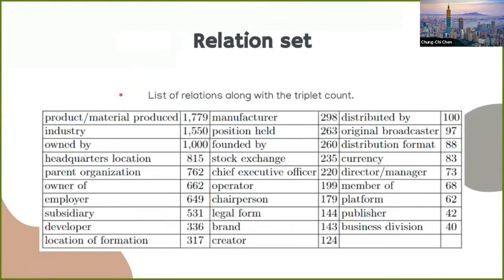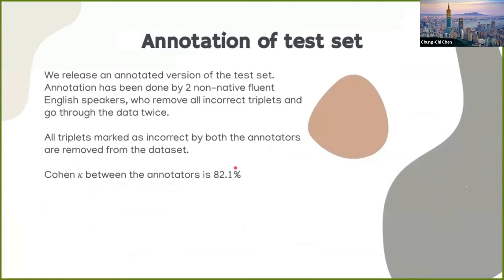Here we showcase a list of the relations along with the triplet count. So here, as you can see, for the relation product or material produced, we have a total of 1,779 triplets. Similarly, we have relations such as headquarters location, owner of, employer, founded by, stock exchange, chief executive officer, etc. We also released an annotated version of the test set, where annotation has been done by two native fluent English speakers who remove all the incorrect triplets and go through the data twice. All the triplets that are marked as incorrect by both the annotators are removed from the dataset. The Cohen's Kappa agreement between the annotators is 82.1%.